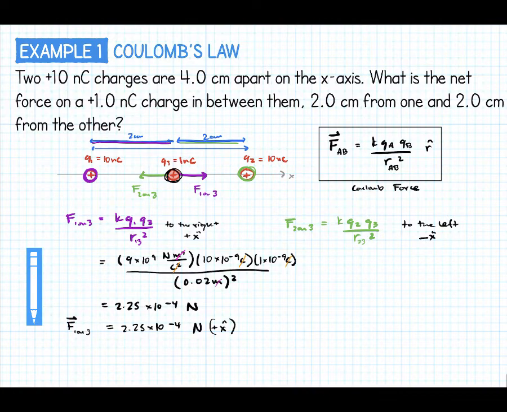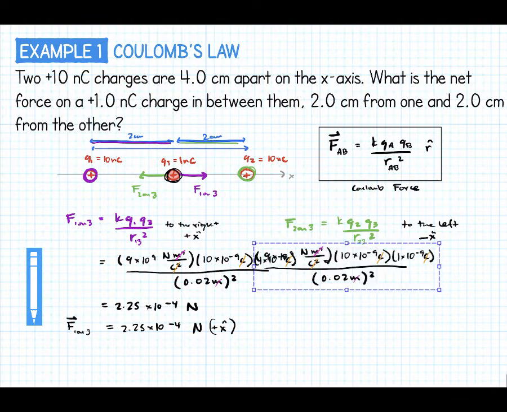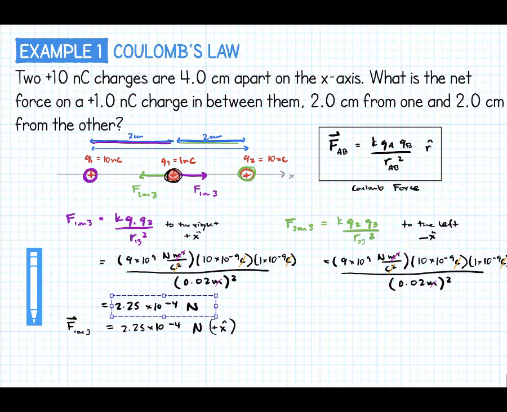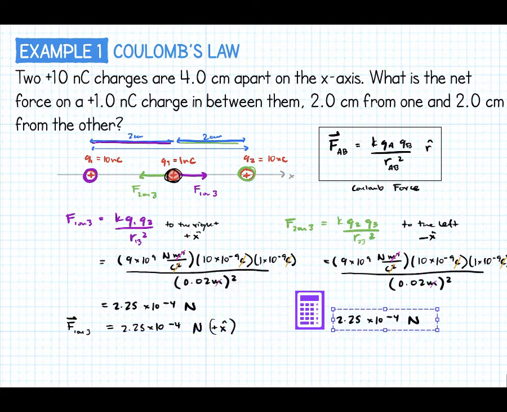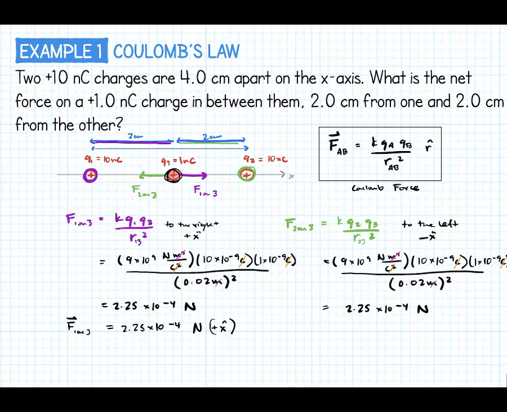You can do the same thing over here, but you can see all of the numbers should be the same. So we're just going to copy this and move it over here. And once again, same. So we move that over here. Okay? But the difference here is F2 on 3 as a vector is going to be 2.25 times 10 to the negative 4 newtons in the negative x hat direction, right? So that's going to be pointed to the left, okay?